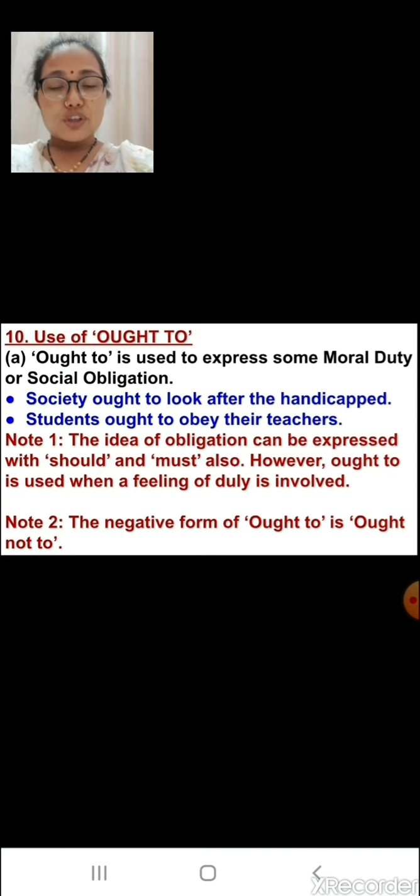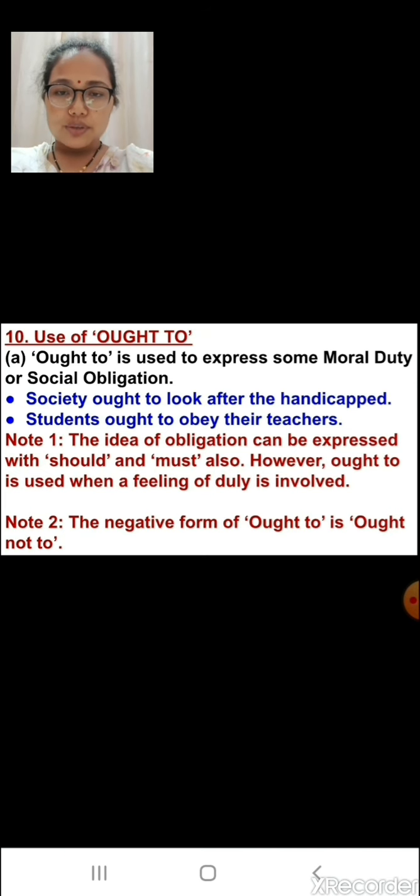Number 10, use of ought to. Ought to is used to express some moral duty or social obligation. For example, number 1, society ought to look after the handicapped. Number 2, students ought to obey their teachers.